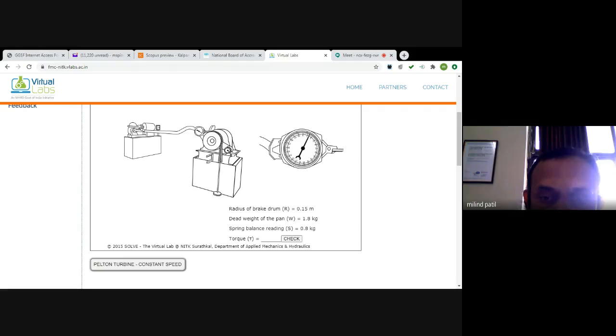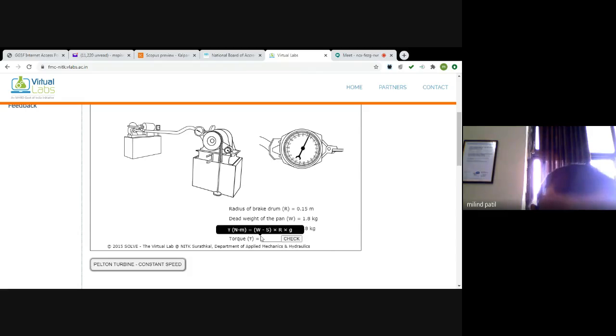So now you are having these readings. Load which is added to the pan is 1.8 kg. Spring balance reading is 0.8 kg. The radius of the brake drum is 0.15. What will be the torque?